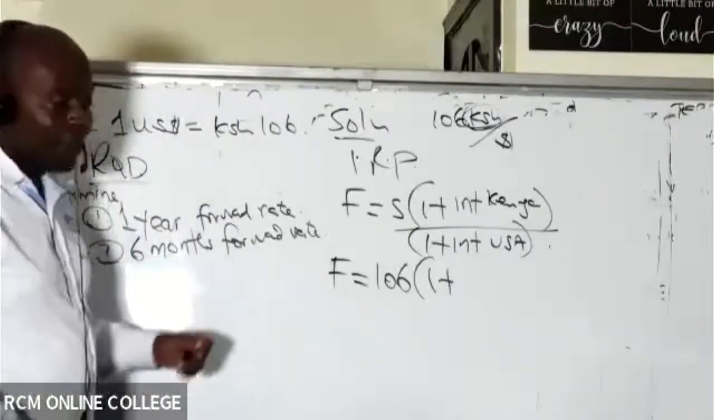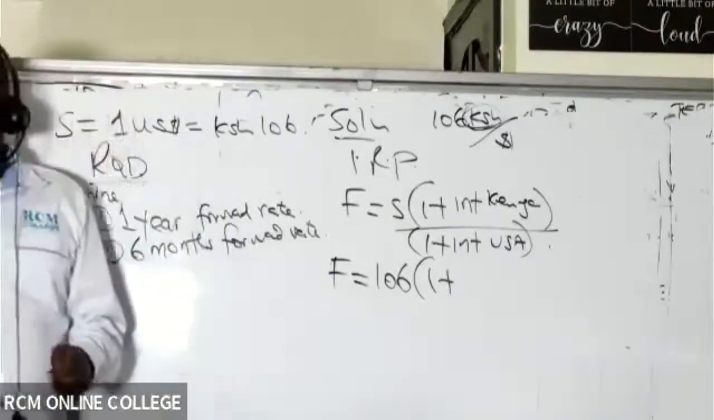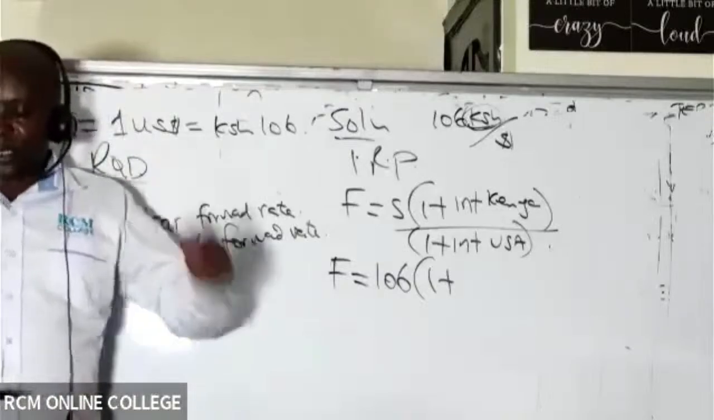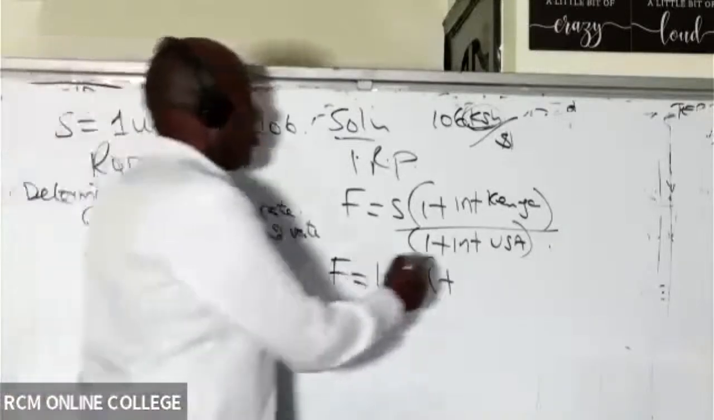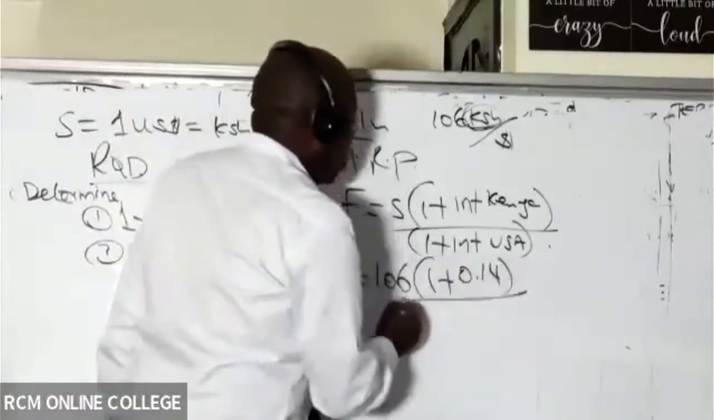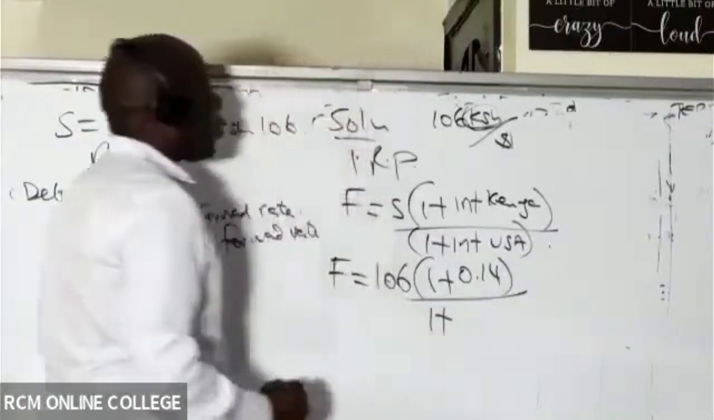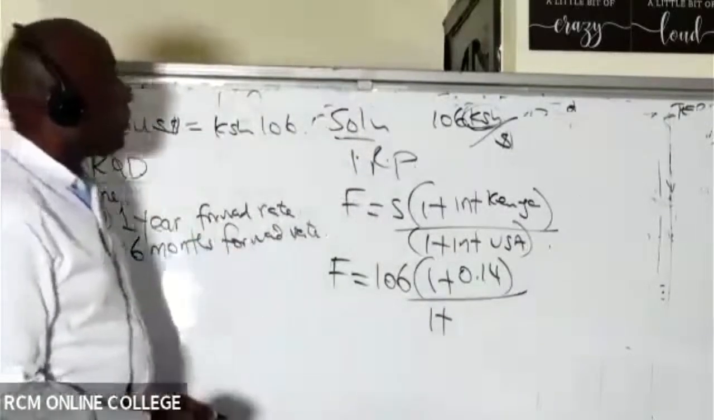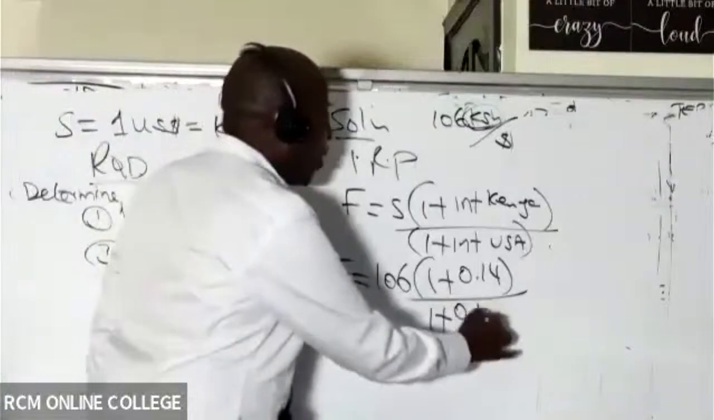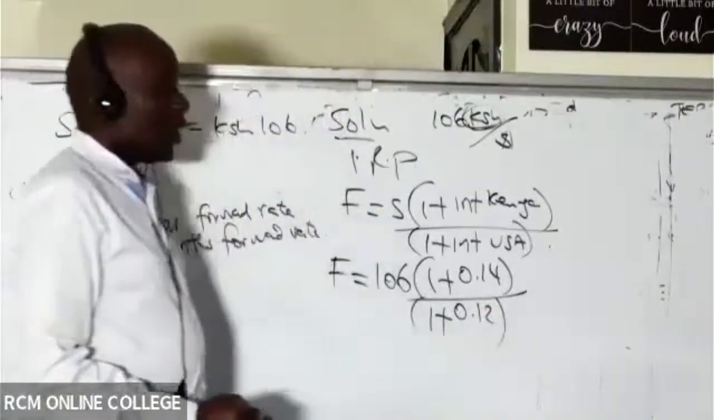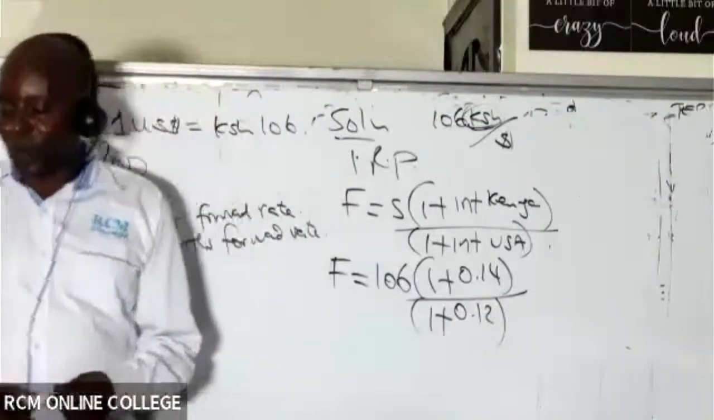Are you able to remind me what was the interest rate in Kenya? 0.14. Thank you very much. So 0.14 all over 1 plus the interest rate in the USA. In the USA, I can remember vividly, it was 0.12. So could you be kind enough and give me this forward rate?